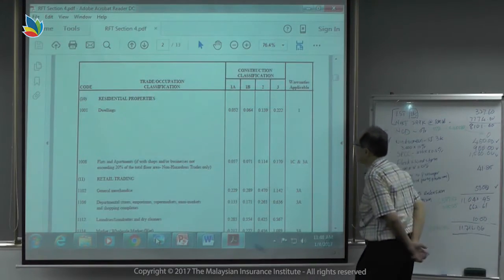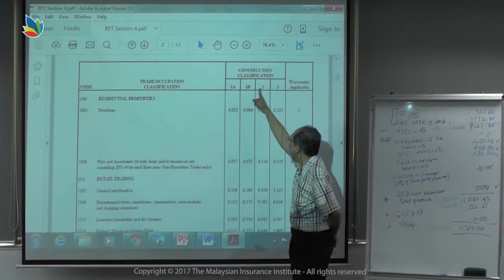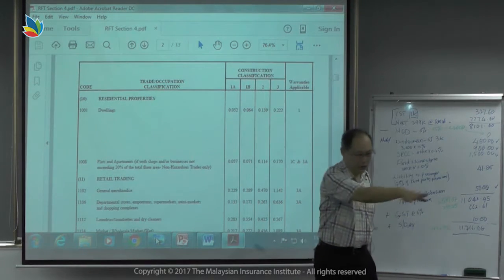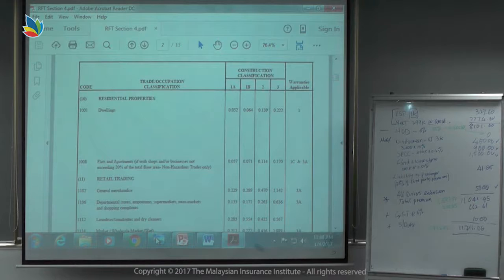Here, what you need to know is to distinguish the construction class, which is not described in the book. Construction class, how you distinguish between 1A, 1B, 2, and 3. For easy understanding, imagine 1A: you look at our current high-rise buildings in Malaysia. All our high-rise buildings in Malaysia currently comply with 1A.